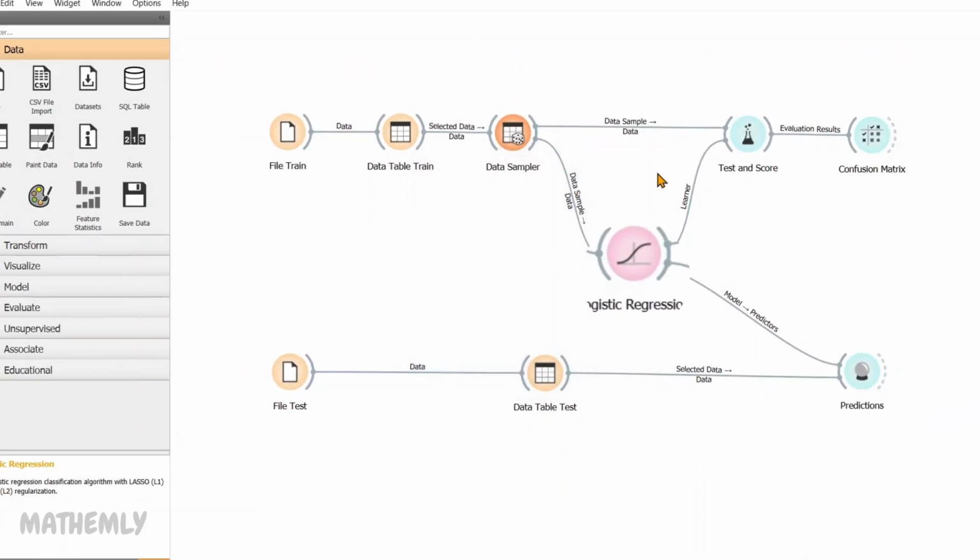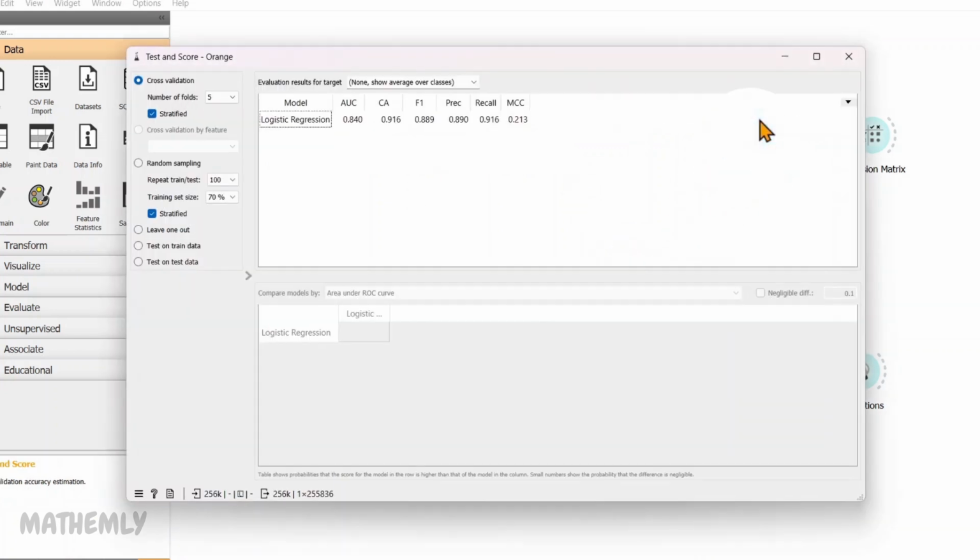To evaluate the model, I have used the Test and Score widget. This calculates important performance metrics. Accuracy: how often the model predicts correctly. Precision and recall: how well it detects actual cases of heart disease. F1 score: a balance between precision and recall. These metrics help us understand how reliable the model is in predicting heart disease.